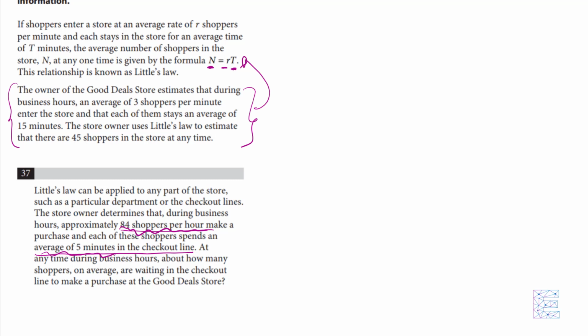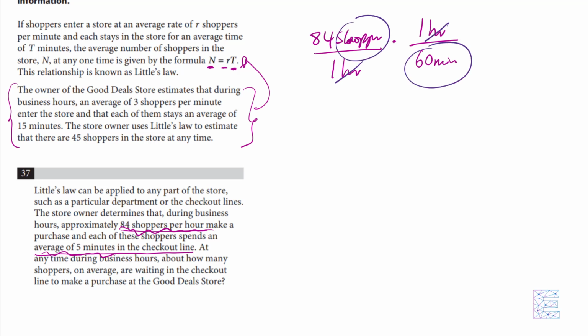So let's actually do it this way. We know that we have 84 shoppers coming into the store every hour, but then we want to convert that to minutes. So we can say, well, this is 84 shoppers, and we know that 1 hour has 60 minutes in it, right? So this is 84 shoppers per 1 hour. And the reason we do this is that the hours are going to cancel out. This hour is going to cancel this hour, and now we have shoppers per minute.